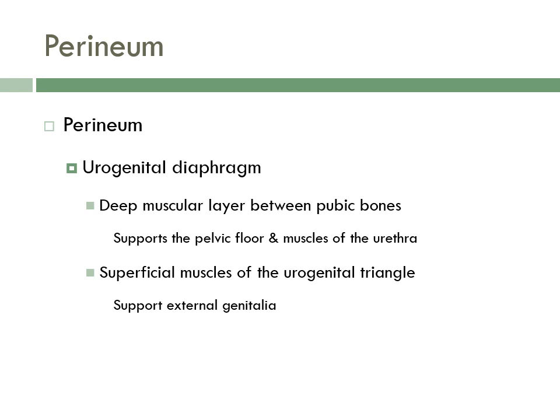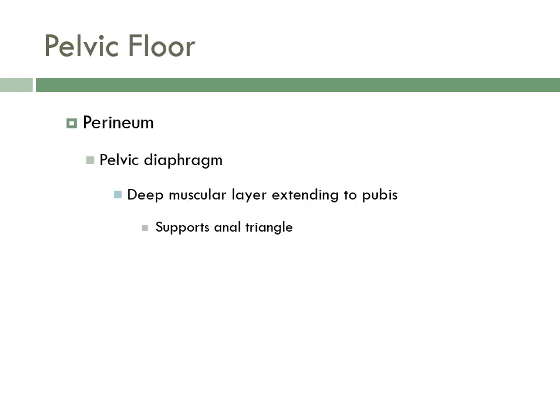The urogenital triangle has a deep layer and a superficial layer. The deep layer is going to support the pelvic floor and the muscles of the urethra. The superficial layer is going to help support the external genitalia. And the deep layers of the pelvic diaphragm are going to support the anal triangle.